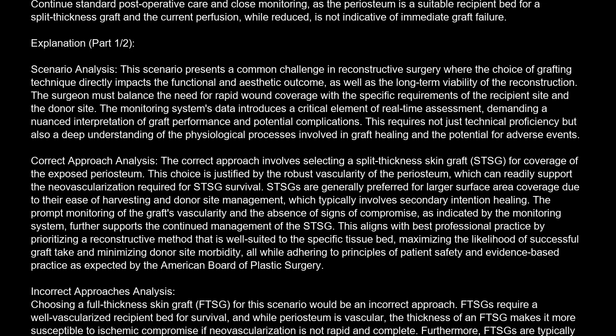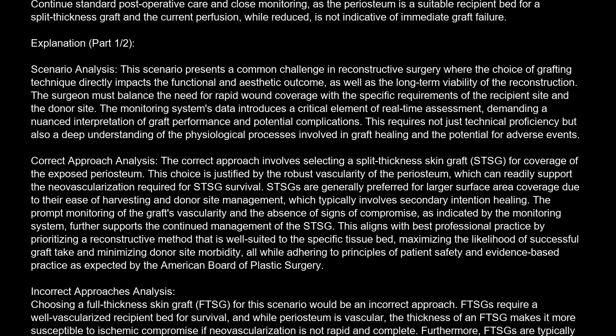Explanation. Scenario analysis. This scenario presents a common challenge in reconstructive surgery where the choice of grafting technique directly impacts the functional and aesthetic outcome, as well as the long-term viability of the reconstruction. The surgeon must balance the need for rapid wound coverage with the specific requirements of the recipient site and the donor site.